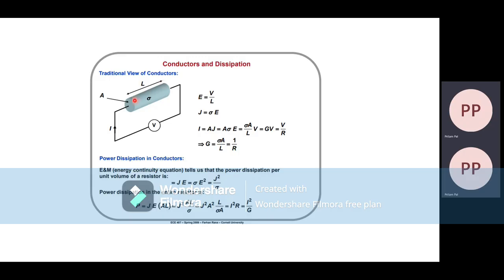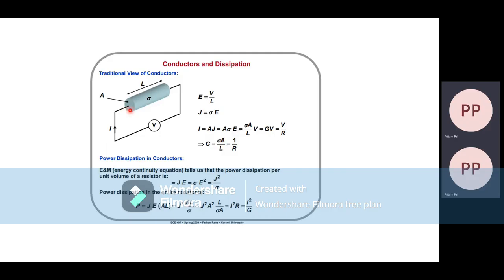The electric field inside the conductor basically is V by L, and the current density, from Ohm's law, we know it will be sigma E, right? Where sigma is the conductivity, and J is the number of charge carriers flowing per unit time per unit area, current density actually. So I will be A times J, so A times sigma E. So it becomes V over R, as you can see directly from Ohm's law. Now what is the conductivity? It's simply 1 over R, right? It's sigma A by L.